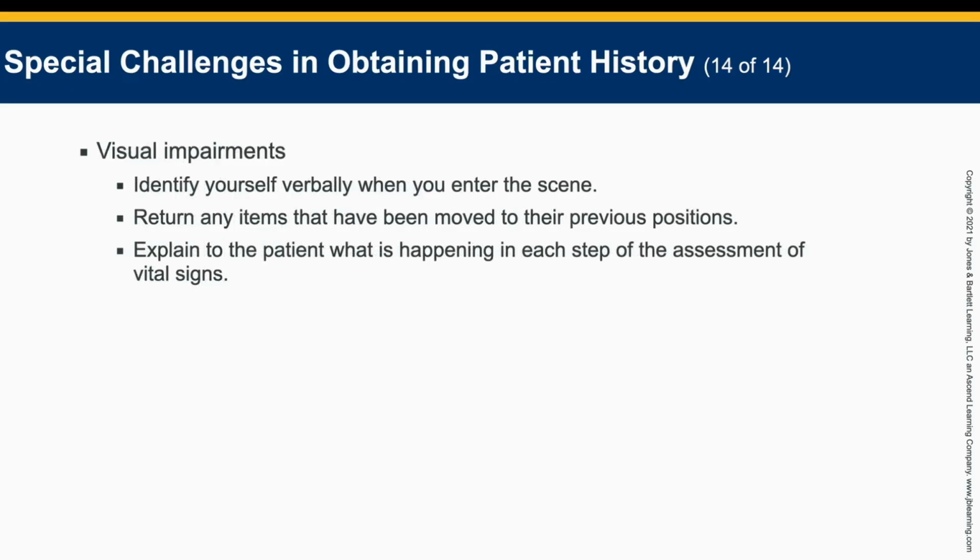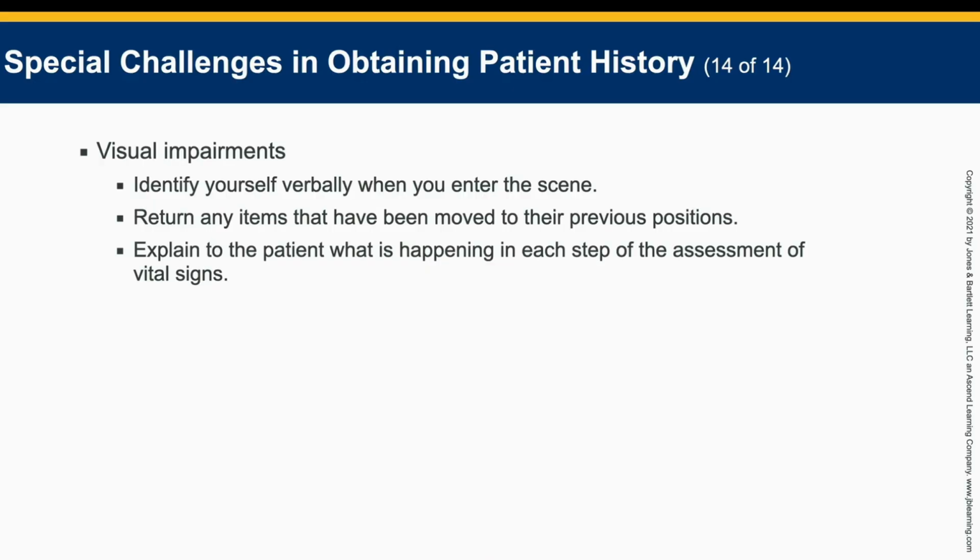Visual impairments. Patients who are blind or have limited vision rely heavily on verbal communication and awareness of their surroundings. When approaching a patient with a visual impairment, it's important to identify yourself verbally as soon as you enter the scene. Let the patient know who you are and why you are there so they understand what is happening. If you move any items around the patient while providing care, try to return those items to their original positions. This helps the patient maintain familiarity with the environment.